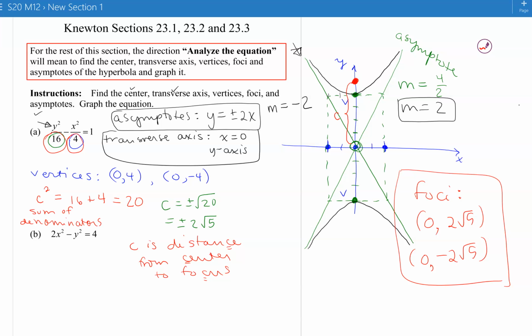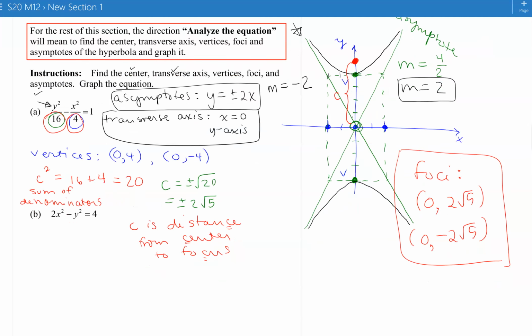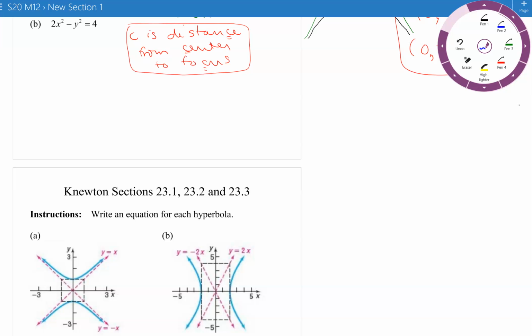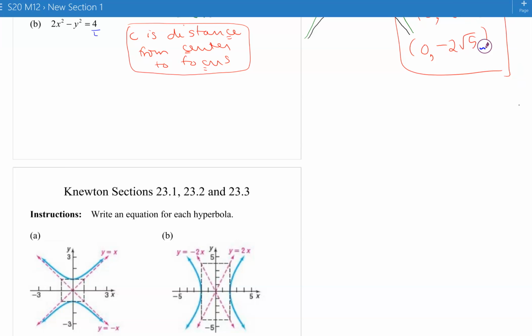Okay, so we found all the things we were asked to, and we graphed the equation, so we're done with this example. Okay, now let's look at this second example. I'm going to leave these words here about c is the distance from the center to the focus, because I think that can't be said too many times. So now we see that this equation has a 4 on the right, but we know there has to be a 1 on the right for ellipses and hyperbolas. So we're going to divide both sides by 4 and get x squared over 2 minus y squared over 4 equals 1.